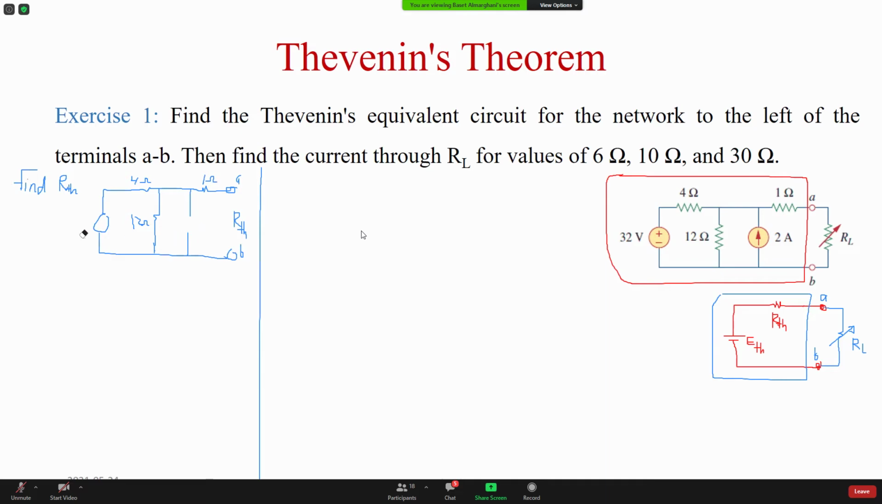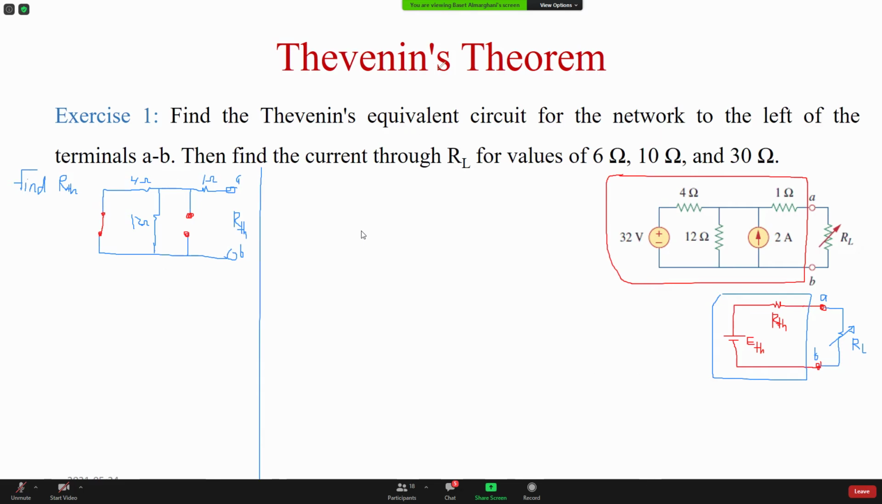So this source is gone. This source is gone. The current source, I'm going to replace it with an open circuit because I want the current to be 0. Set it to 0. The voltage source, I'm going to replace it with a short circuit, so 0 volt. So this is the first step. I only want to find R Thevenin, so remove the sources.